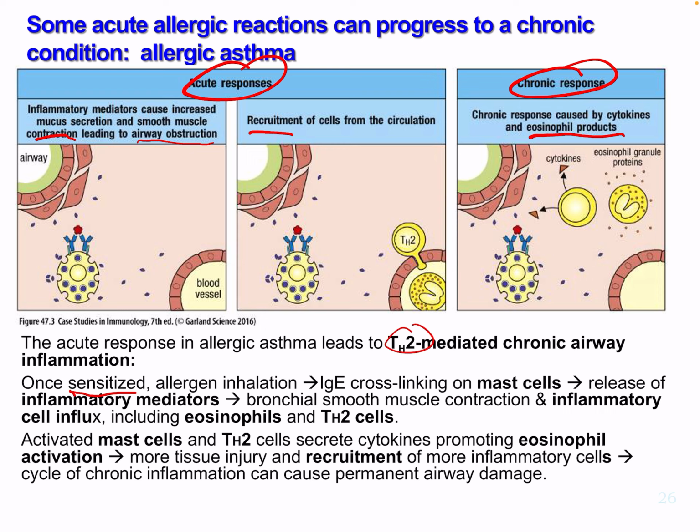Once sensitized, again, we need to be sensitized. With allergen inhalation, at another point, these IgE are cross-linked on mast cells, and these release inflammatory mediators. This causes bronchial smooth muscle contraction and inflammatory cell influx, including eosinophils and the Th2 cells. These activated mast cells and Th2 cells secrete cytokines promoting eosinophil activation, which results in more tissue injury and recruitment of more inflammatory cells, and the cycle of chronic inflammation can cause persistent airway damage. So that's why it self-perpetuates and stimulates itself. It's overreactive and then it's also chronic.